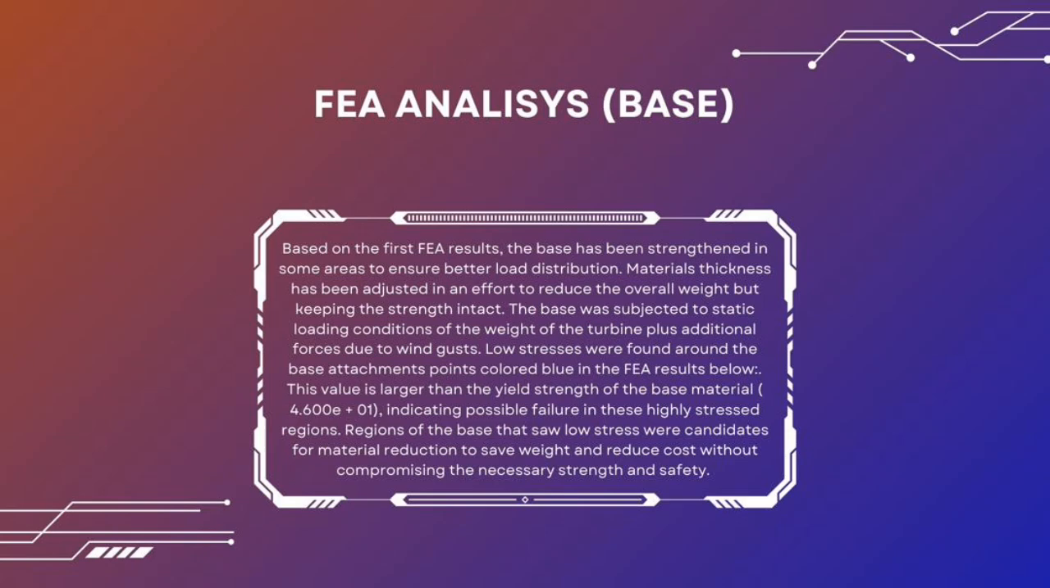The base was subjected to static loading conditions of the weight of the turbine plus additional forces due to wind gusts. Low stresses were found around the base attachments, points colored blue in the FEA results below. This value is larger than the yield strength of the base material, 4.600E+08, indicating possible failure in these highly stressed regions.